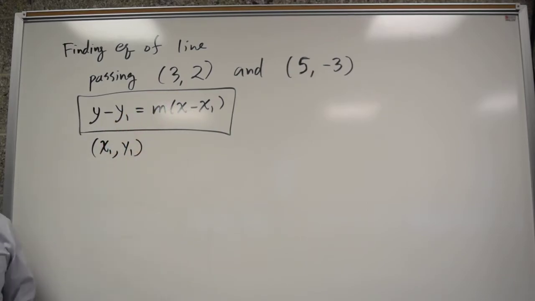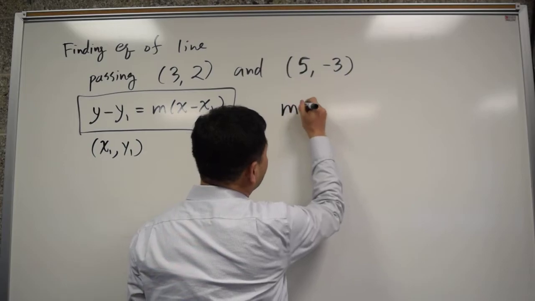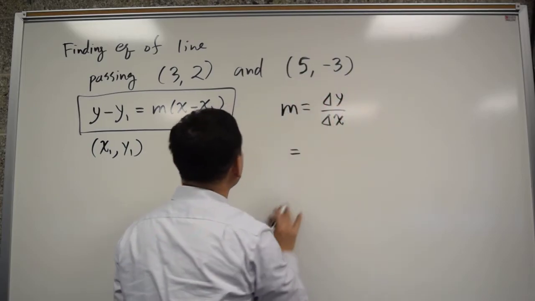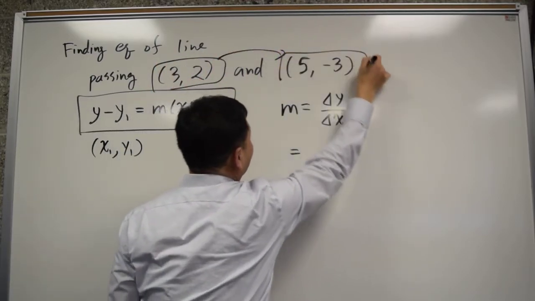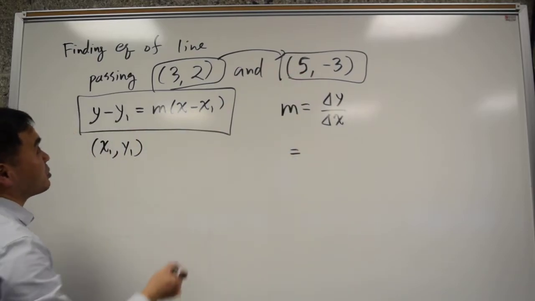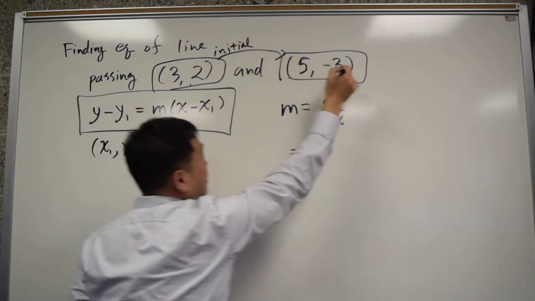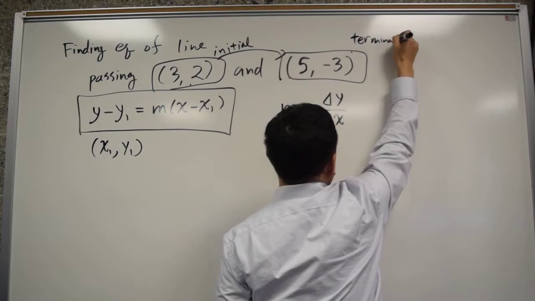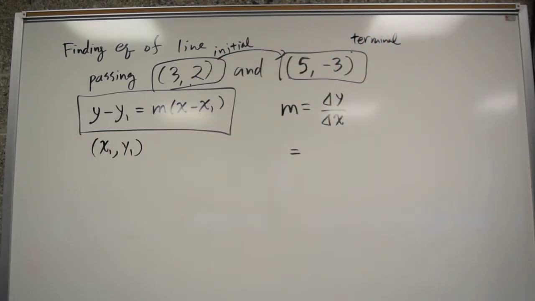But what about the slope? For the slope, I don't know what it is. We have to figure it out. So how do you find the slope? Well, we know that slope is change of y over change of x. And you went from this to this. So we will denote this as your initial, and that's your final or terminal. So you start from here and you went there. What's the slope? That's the question.